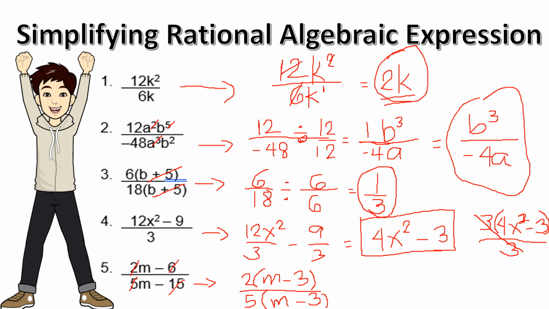So, common factor, m minus 3 and m minus 3. So, ika-cancel na natin yung common factor nilang dalawa. Then, the answer is 2 over 5.